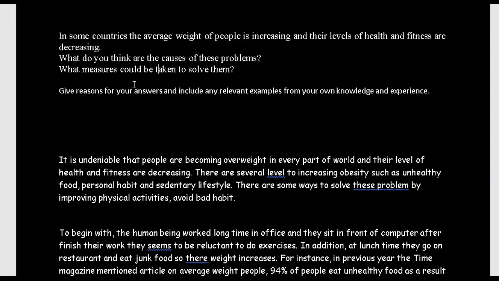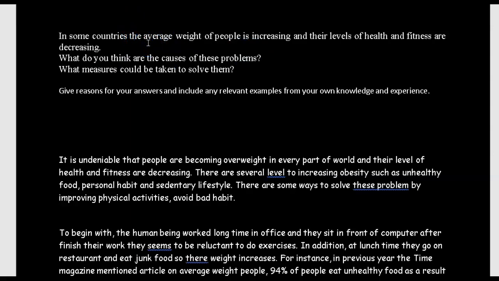Okay, so let's start with who. In some countries, the average weight of people is increasing. Okay, so the who is people in some countries. Not everywhere, but some countries. Where? Some countries. When? Is increasing. So we know it's happening now. Present continuous here. What's happening? Their levels of health and fitness are decreasing. Okay, while at the same time, their weight is increasing.